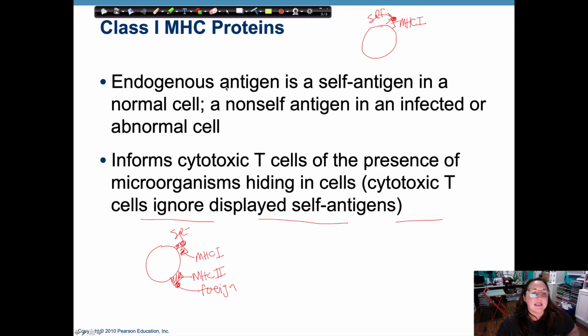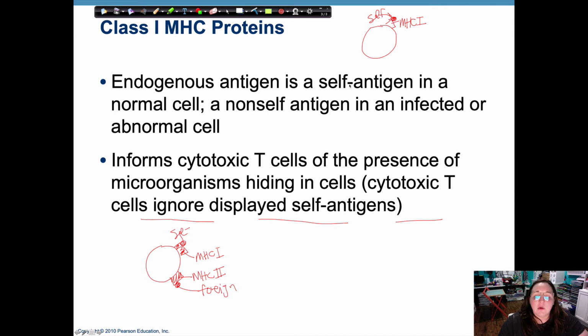Okay, so let's talk about these MHC1 proteins. MHC1 proteins are going to display endogenous antigens, which are antigens made inside the body. Okay, and so these again are self-antigens, and that's how it should be in a normal cell. In a non-self antigen, you're also going to have endogenous proteins, but they're not going to be self, right? These are going to be foreign. So if I have a bacteria cell, okay, that's in my body, it's also going to have an MHC1, but it's going to have an antigen that doesn't look like ourself.